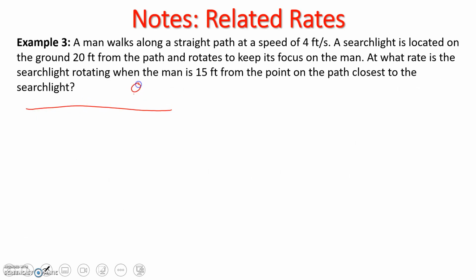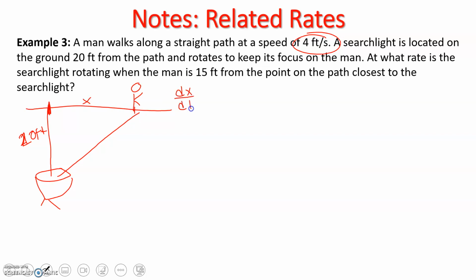So we have our path, we have our man. The searchlight's down here, and it's following him. From the path, it is 20 feet. And it follows him. He is walking at a speed of 4 feet per second. So we're going to call the distance from the shortest distance to the man x. And we're going to say then that the change in x with respect to time is his speed, is 4 feet per second.